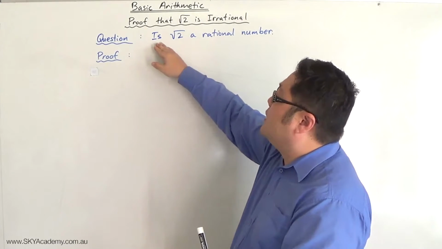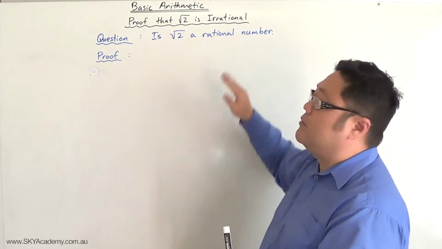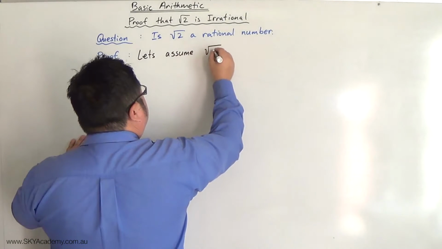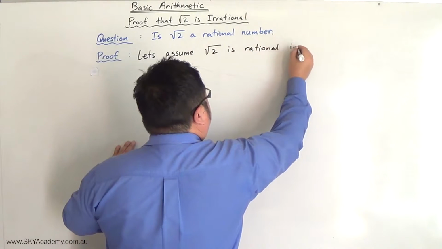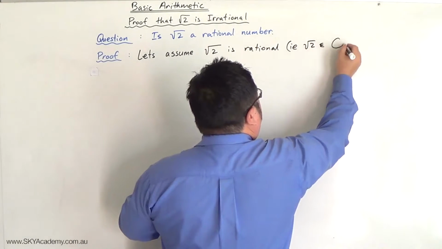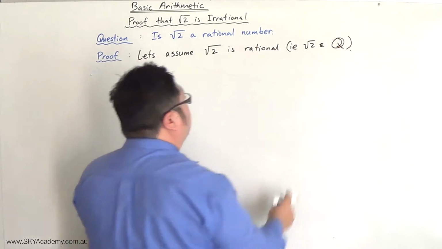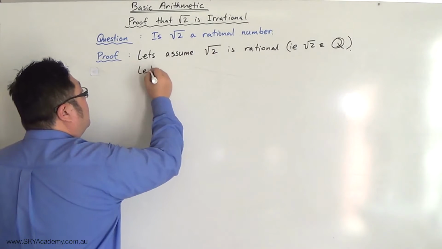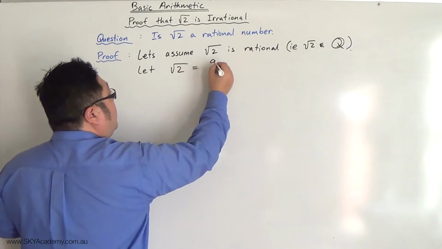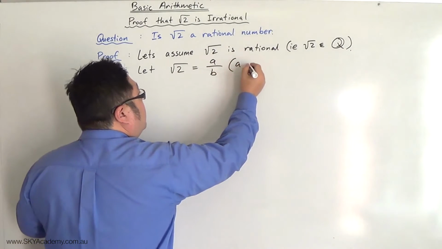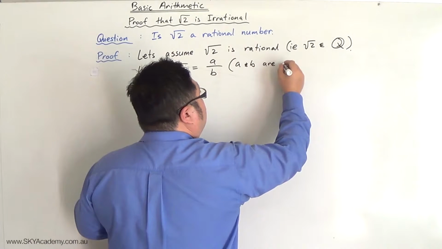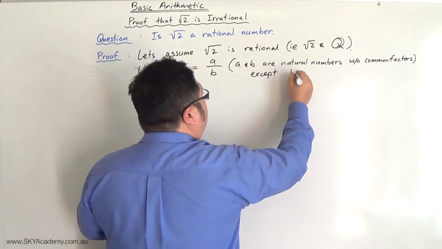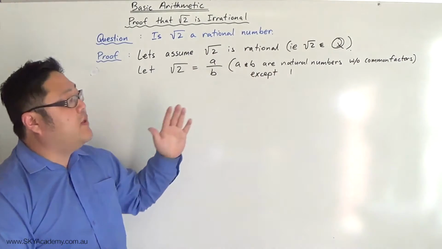And so this is how it goes. The question is: is the square root of 2 a rational number? The proof is, let's assume root 2 is rational, i.e. root 2 is an element of the rational numbers. So let's assume that root 2 is rational. That means let the square root of 2 equal a on b, where a and b are natural numbers without common factors except 1. a and b are natural numbers without any common factors.